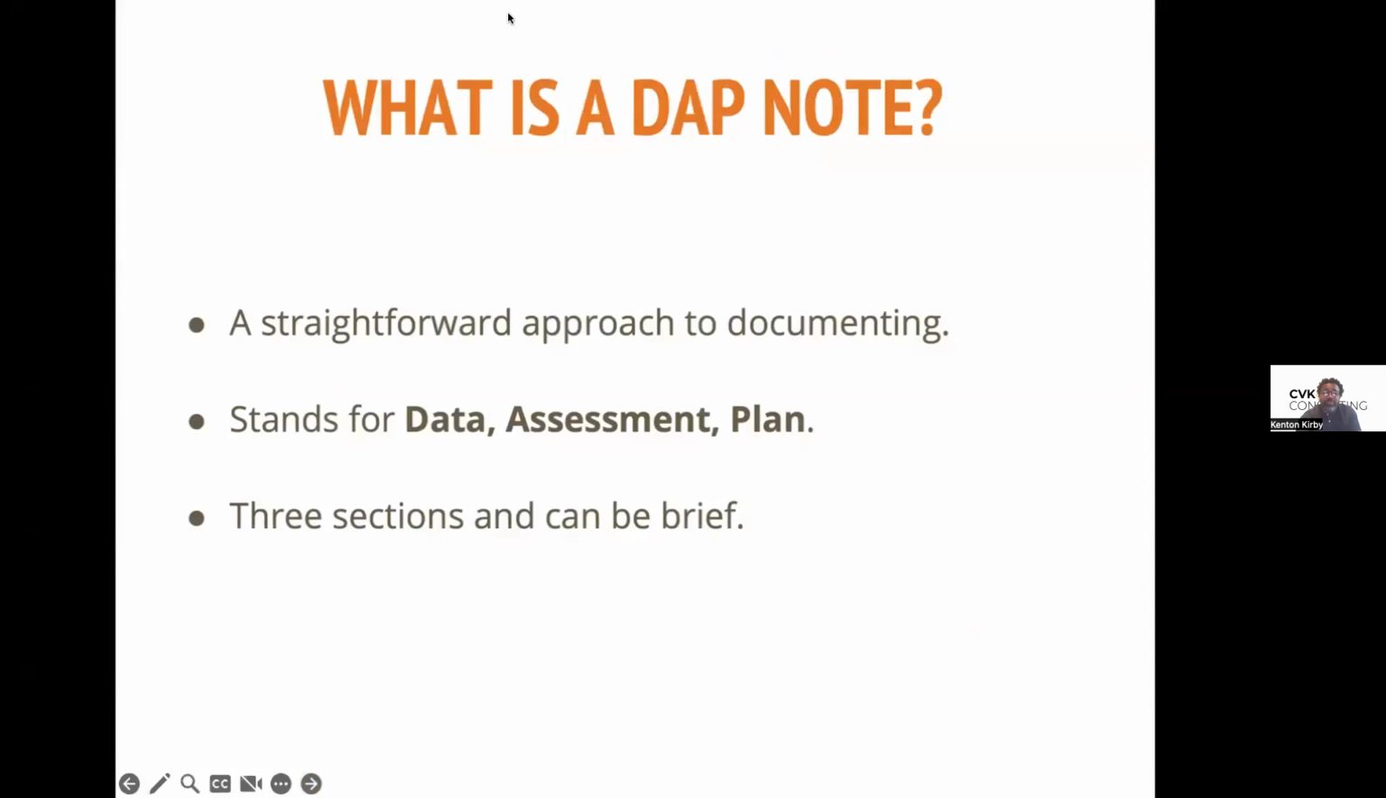I really enjoy this notion of DAP notes. It's pretty straightforward, regardless of whatever systems you're using. It's a framing in your head for how you structure your note taking. There are so many different ones. There's SOAP notes. I forgot what SOAP stands for, but DAP for me is pretty straightforward. It's data, assessment, and plan. And those 3 sections can be brief, right?